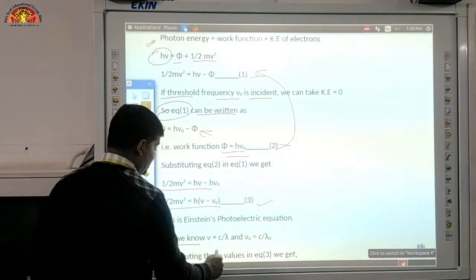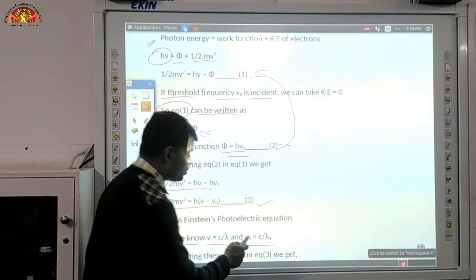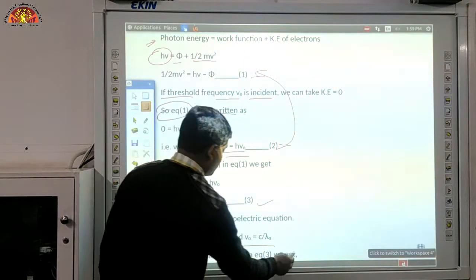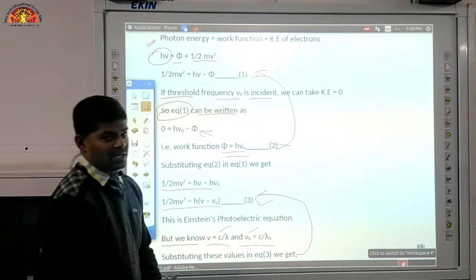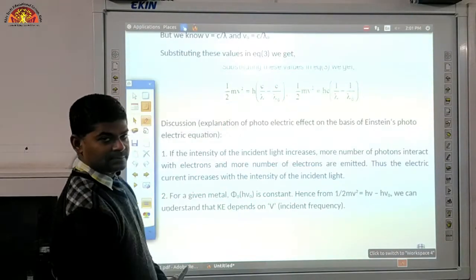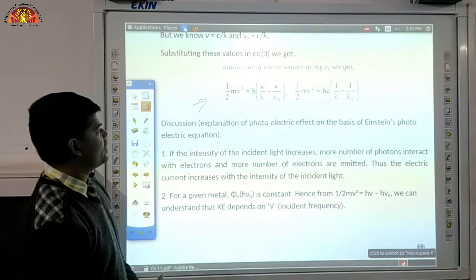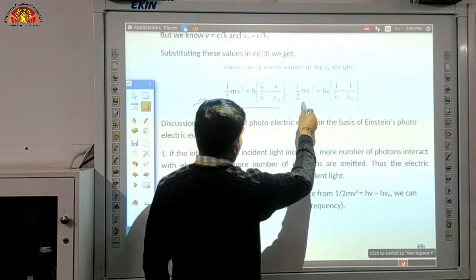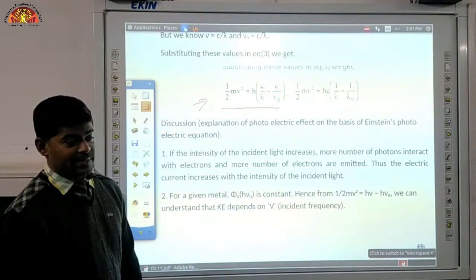एंड बट वी नो दैट mu equals c upon lambda, so that mu naught equals what, that is c upon lambda naught. Now substitute these values in equation number 3. इन दोनों वैल्यू को हमें कहां पुट करना है बच्चों, इक्वेशन नंबर 3 में। Now after substituting we get the formula that is half mv square equals h (c upon lambda minus c upon lambda naught), and half mv square equals hc (1 upon lambda minus 1 upon lambda naught).